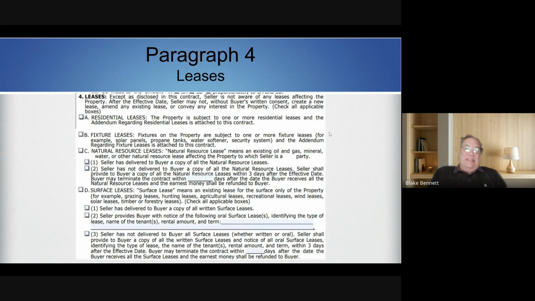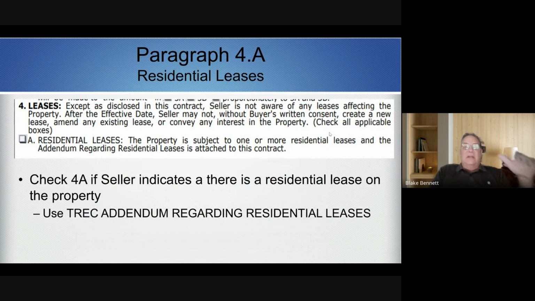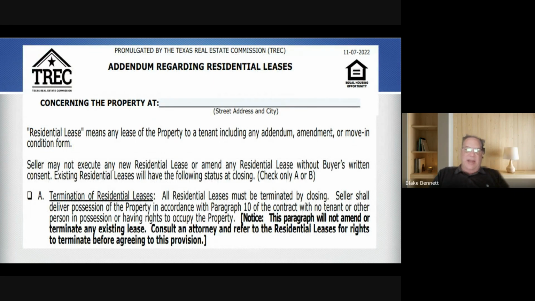Paragraph 4, leases. Pretty extensive paragraph here. Check 4A if the seller indicates there's a residential lease on the property. Yes, you can have residential leases on farm and ranch properties. 4A is the one that includes that. That's where you check. Use the TREC addendum regarding residential leases. You can pull that in without a problem. Download and use that. Here is that residential lease addendum.